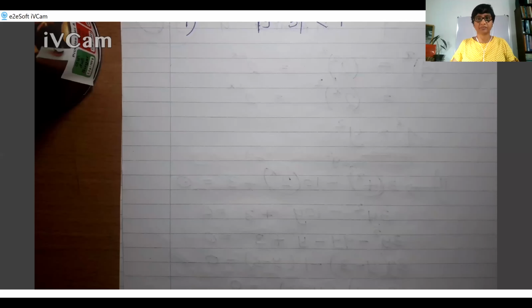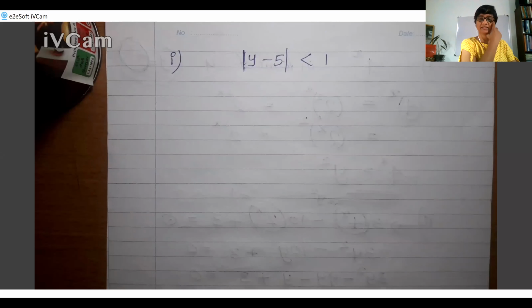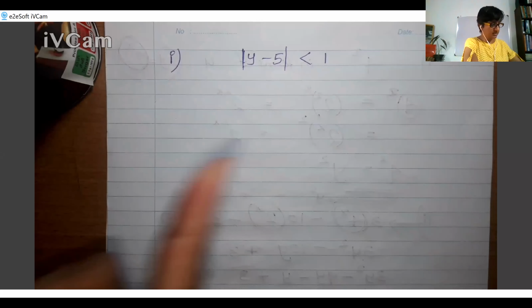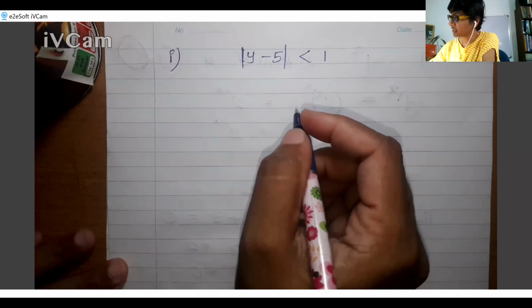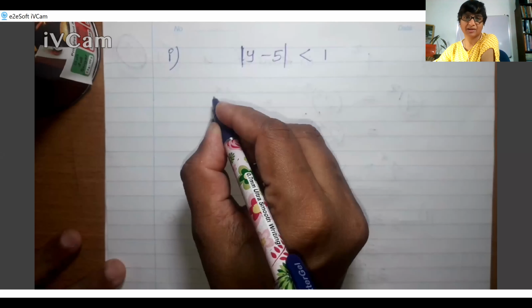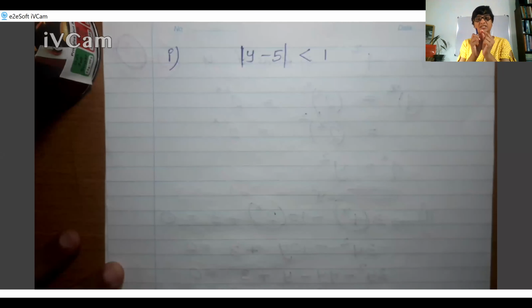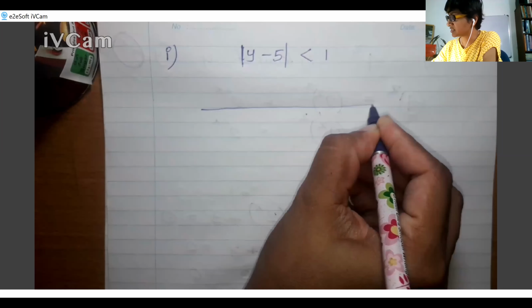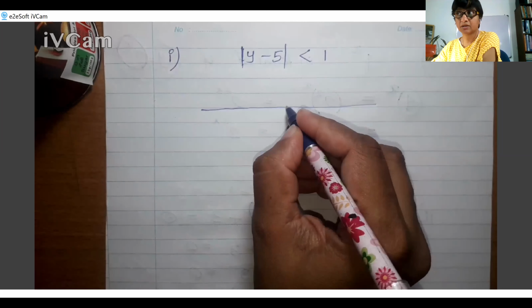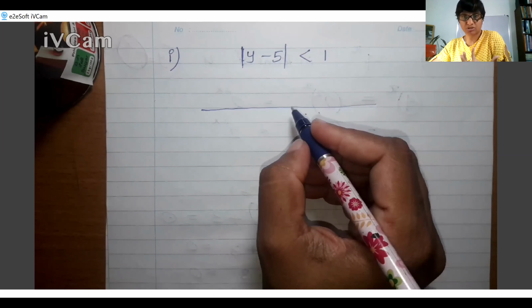Okay. This is the first part. You have a modulus inequality. You should not square this to get rid of the modulus. That is not necessary. Because this is just a number, you know what this means. This means y minus 5. If you just think about it, what this is saying is that the distance from y to 5 must be less than 1. Let me show on a number line. You can reason out the answer.